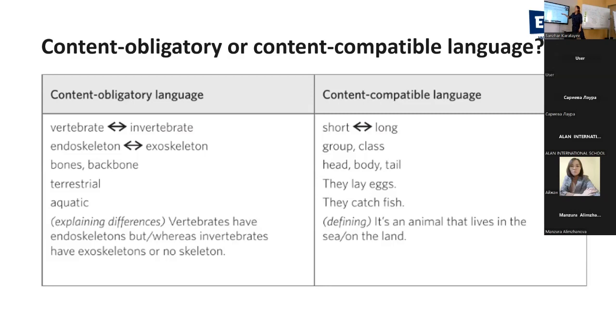Which of these words carry more understanding of the messages? Compatible words help us to understand messages more clearly than obligatory language. That is why, just because it carries more messages, we need to use 70% of these words and only 30% obligatory words, just because it is about the content, about our subject. All right. That's why I wanted you to focus on these two very important things.